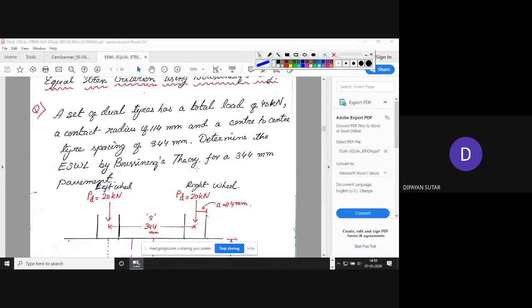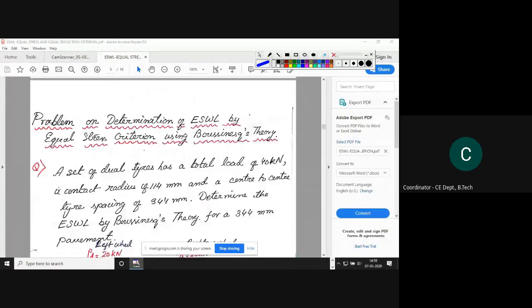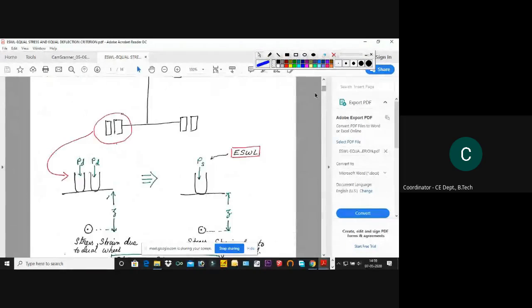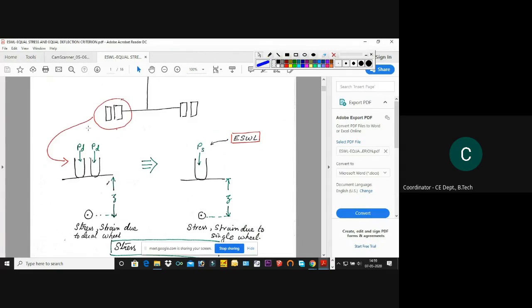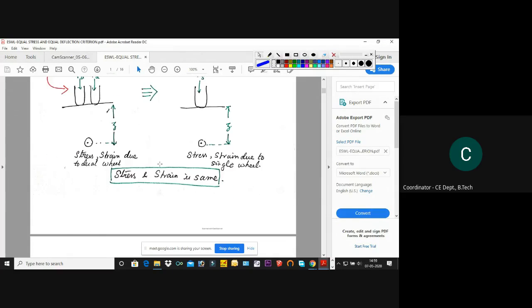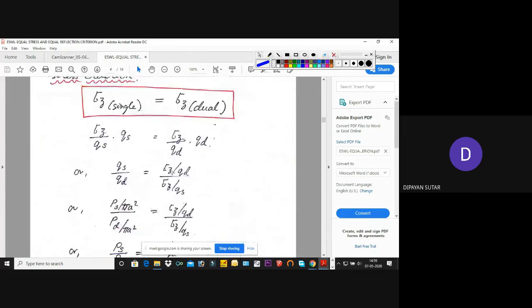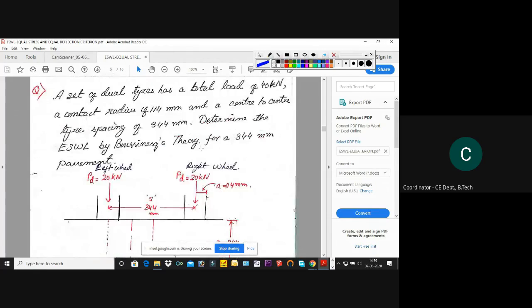Ma'am, a set of dual tires means tires on both sides or tires on single side? No. Only single side. See in the first page. See here, I have drawn here. Left or right? Any side. Any side. See this diagram. Okay, ma'am. Understood. Any doubt till now, other people? No, ma'am. Okay.